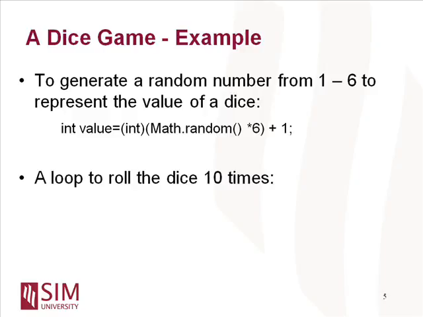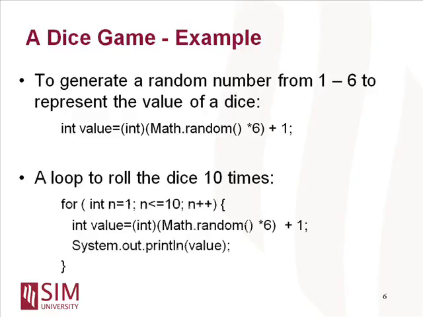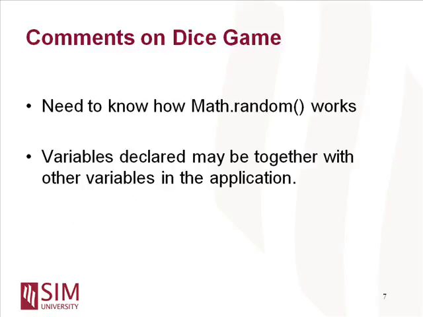Next, the traditional procedural programming approach would adopt something like a loop that will repeat for 10 times. As you have learned, this will be something like the following. Is there any disadvantage of this approach? Firstly, you need to know how the Math.random method works. This is not really that serious because you can look it up from the Java class library.